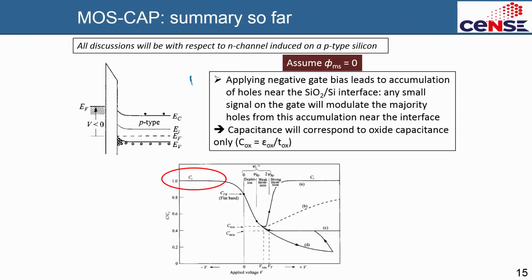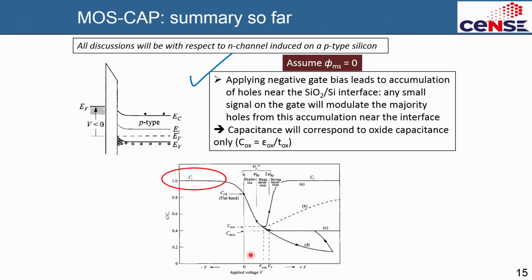The first point that you should remember is that when you apply a negative gate bias, let me take the laser pointer here. When you apply a negative gate bias on the gate, it will pull the holes here because it is negative charge, right. It is a p type majority. You will have accumulation of holes near the silicon oxide interface. Any small signal on the gate will modulate the majority charge here. Thus, only this capacitance will play a role. That is why the total capacitance will be equal to the oxide capacitance only when you apply negative gate voltage.